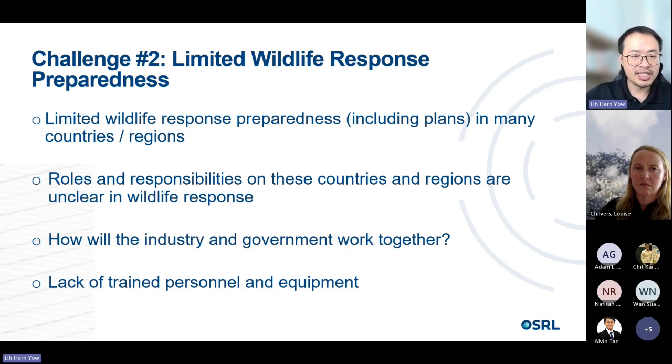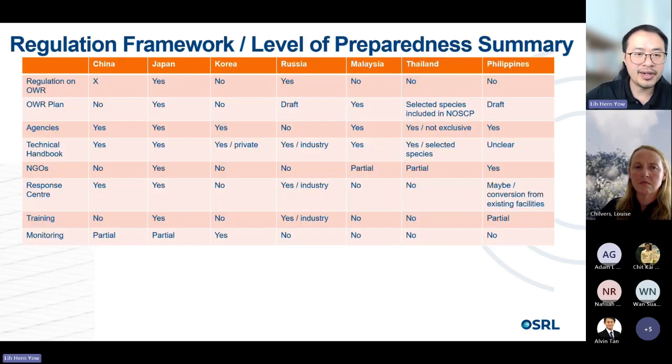The last slide I would like to share is, I mentioned we have not adequate preparedness in this region. So we have done a quick research on what is the level of preparedness in this region. We have looked at countries such as China, Japan, Korea, Russia, Malaysia, Thailand, and Philippines. And there are different elements that we also tried to look into. First is the regulation. Is there an existing regulation?